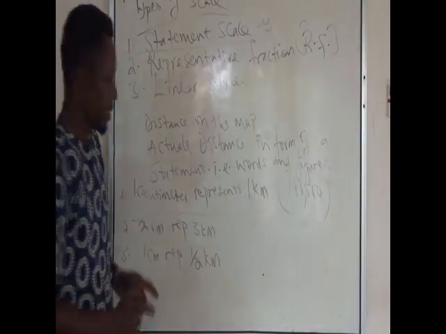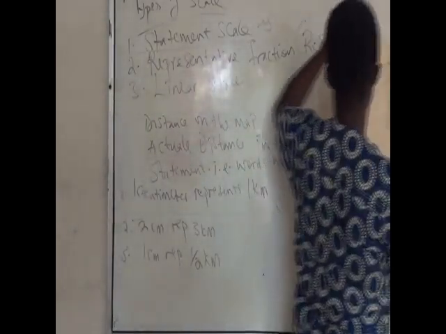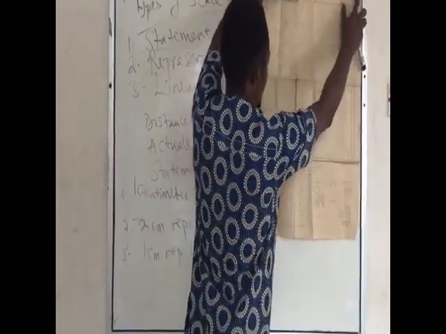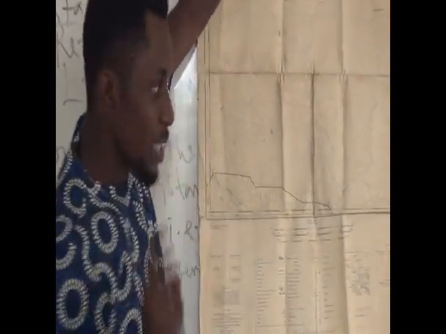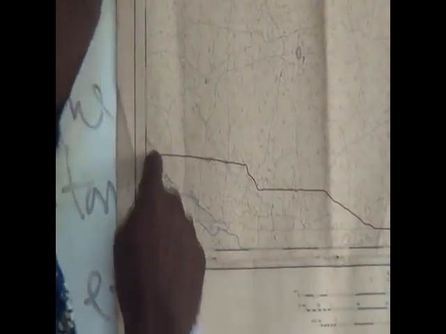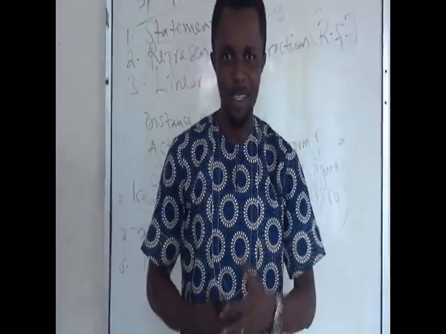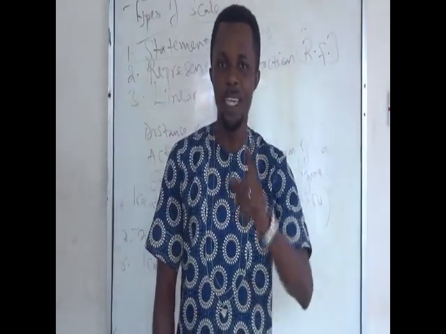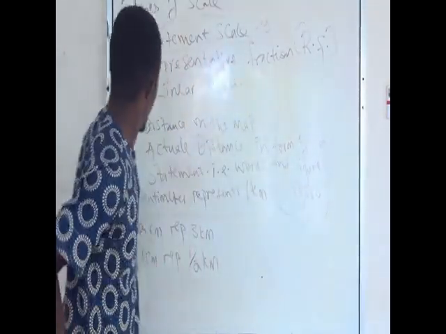Just like I said earlier, 1 cm measurements you make on your map. Let's assume this is our map. Then you measure, for instance, from here to here, 1 centimeter. It actually means on the real ground, from here to here is 1 kilometer. Okay. So that's the statement scale. It expresses the relationship between a given distance on the map and the actual distance in form of a statement. That is words and figures. Good.